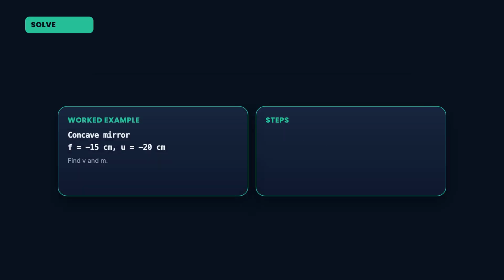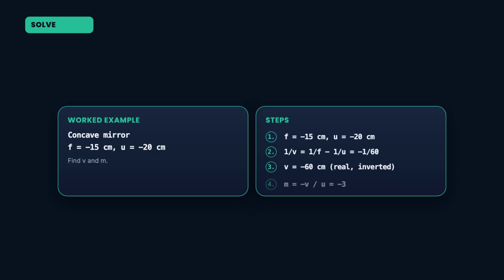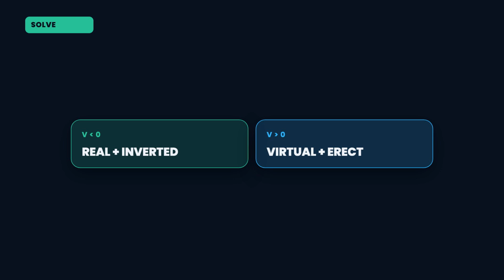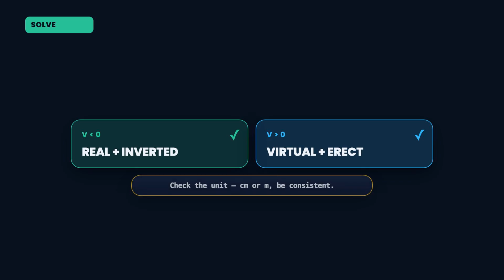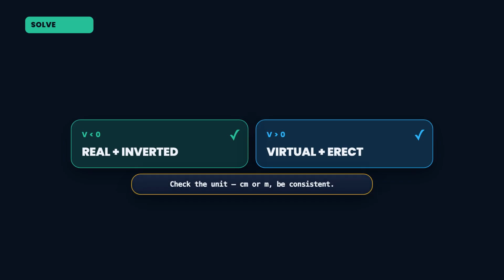Step 4. Substitute, then solve. Show every line. Examiners give marks for steps, not just the final number. Skip a step and you leave marks on the table. Step 5. Check the sign of V. Negative V means real and inverted. Positive V means virtual and erect. Then check the unit. Centimeters or meters. Be consistent.